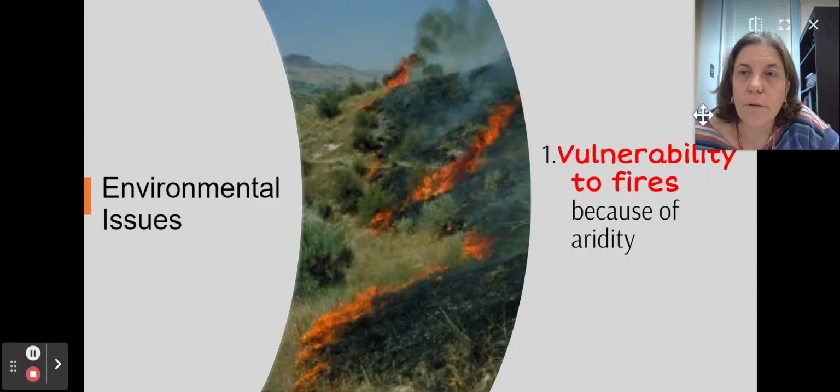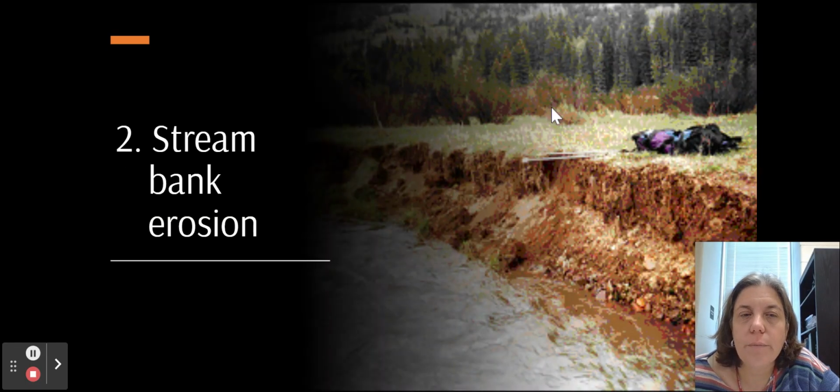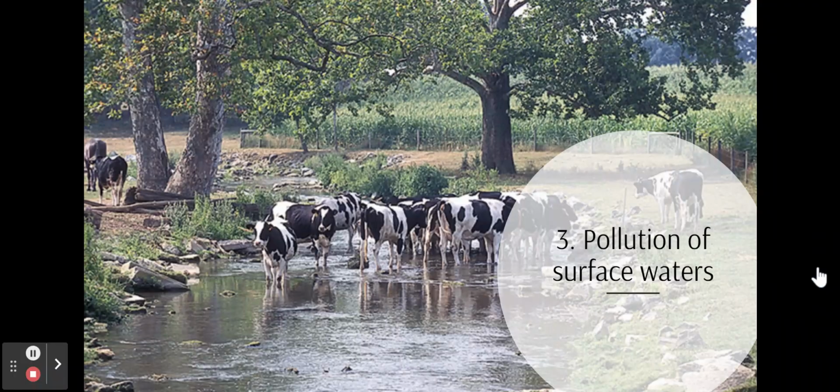There is vulnerability to fires with rangelands, so we have to be careful of that because sometimes they're dry. And we do sometimes have stream bank erosion. So in other words, if we've got a lot of animals on these lands, then they can hang out at the side of the streams and they will knock the dirt into the water and erode it. So we have to watch out for that on the land. And then we've got pollution of surface waters also. So sometimes you see these cows in the stream and they're having a nice drink of water. But if they poop and pee in the stream, then all that's going to go wherever that stream goes. And so that is another drawback there.